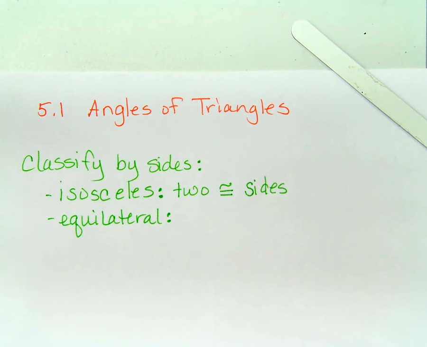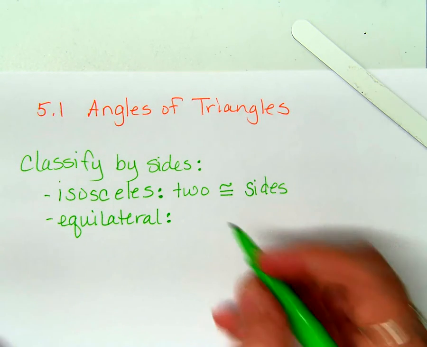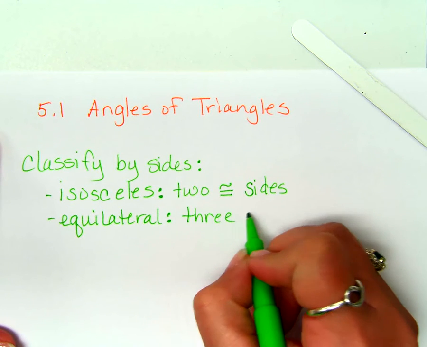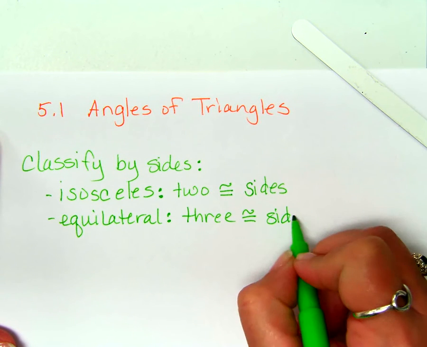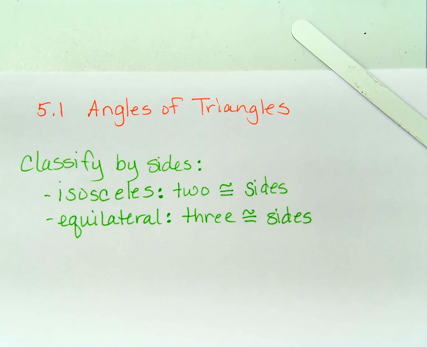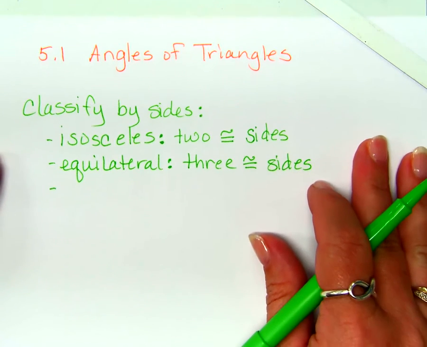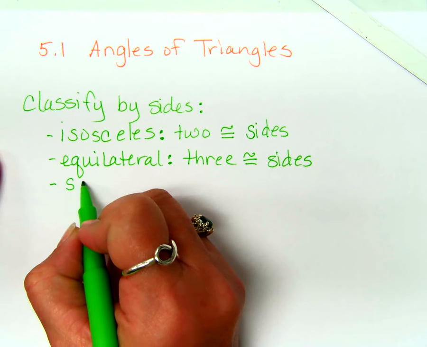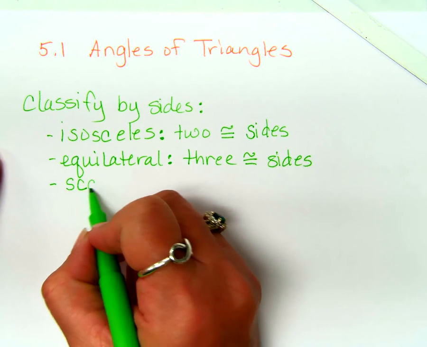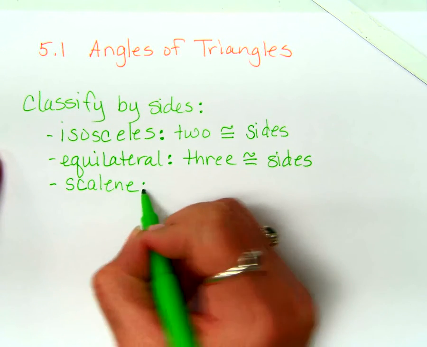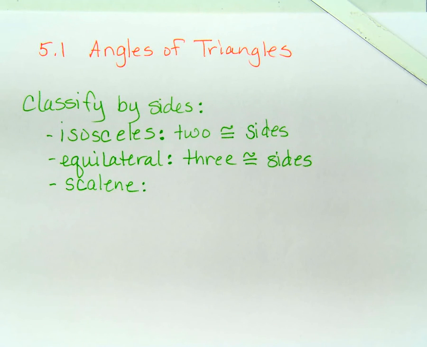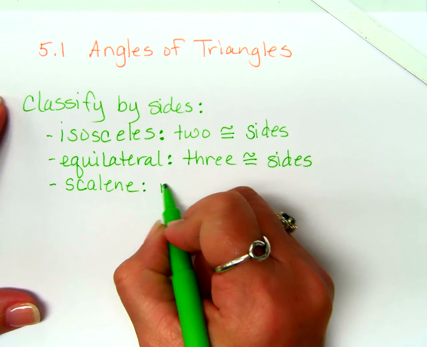Equilateral. What do you know about an equilateral triangle? The sides are equal. How many? Three. There's three congruent sides. So there's one more. Do you remember what it is? Scalene. What's true about a scalene triangle? How many sides are congruent? None. No sides are congruent.